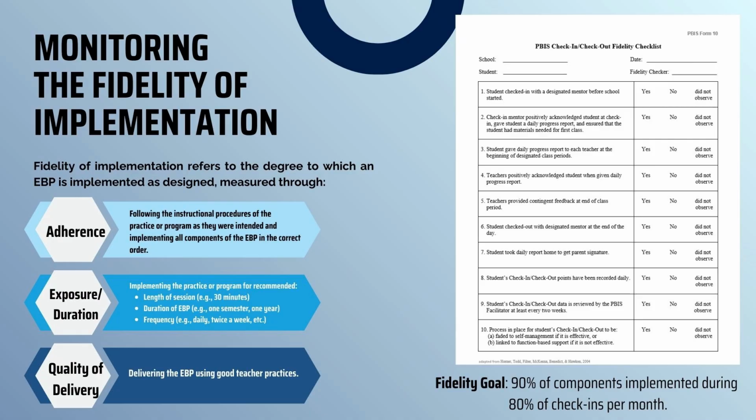Okay, so how do we monitor the fidelity of implementation? Fidelity of implementation refers to the degree to which an evidence-based practice is implemented as designed, which is measured through 3 things. First of all, adherence. That's following the instructional procedure of the practice or program as intended by implementing all components in the correct order.